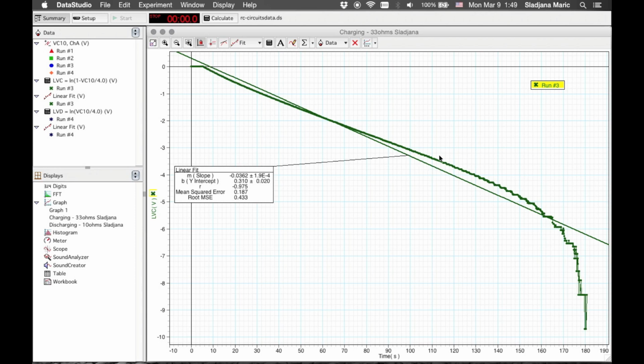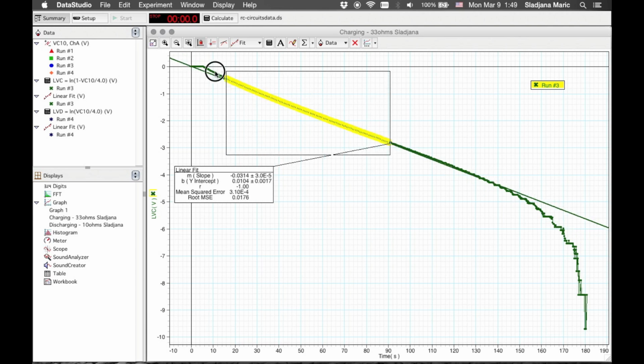again highlight the portion of the graph that is a straight line, and you have the slope, and then from the equation, again knowing what the slope represents, you can calculate the capacitance for the charging of the capacitor, knowing that the resistance is 33 ohms. Print a graph for you and for your lab partners.